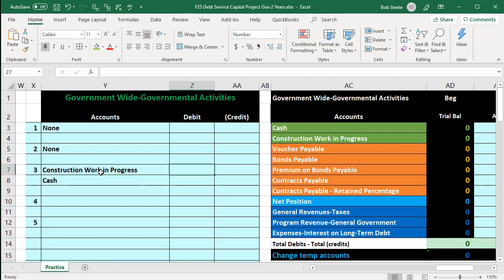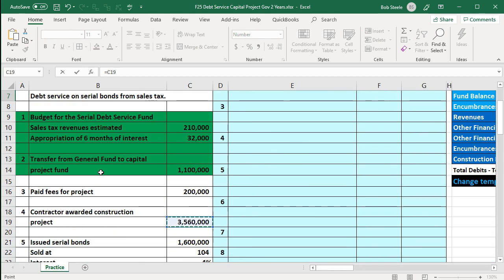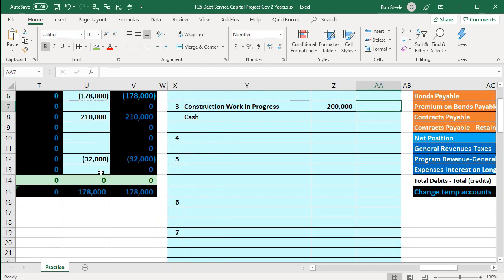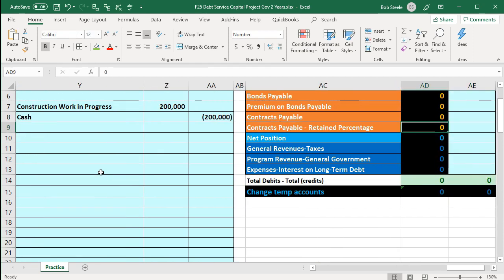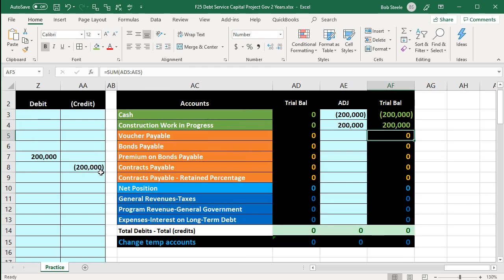We'll pick up the amount. We are in Z7. I'm going to say equals and scroll all the way back to the data for number 3 and pick up that 200,000. That'll be the debit, and the credit's going to be down below in AA8. So there we have that. Let's go ahead and post it. We're in the construction work in process. We'll scroll up to the construction work in process. We are in AE4 equals, and we'll pick up that debit, increasing that. And then we're going to say the credit's going to go to cash right above it. That's in AE3. We're going to say equals and pick up the credit. So there's the debit, there's the credit. That then puts us back in balance.